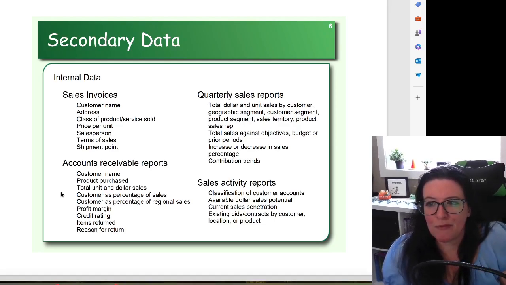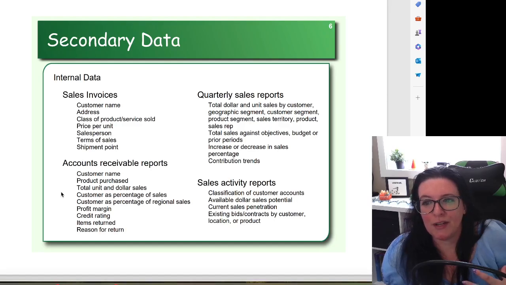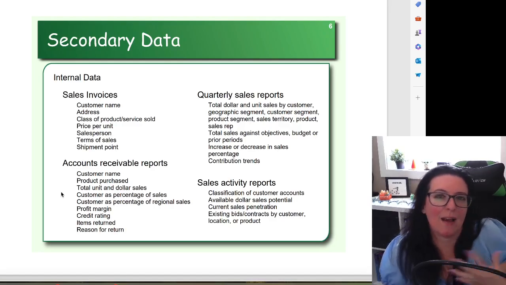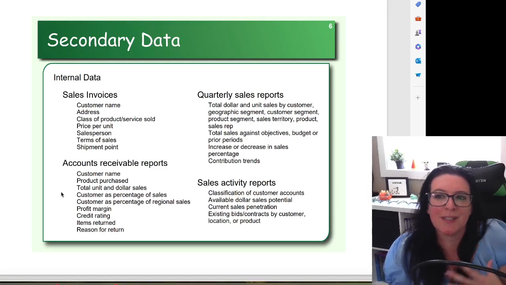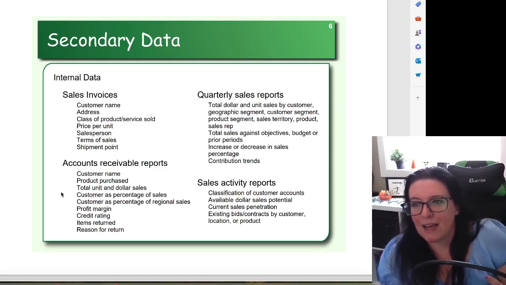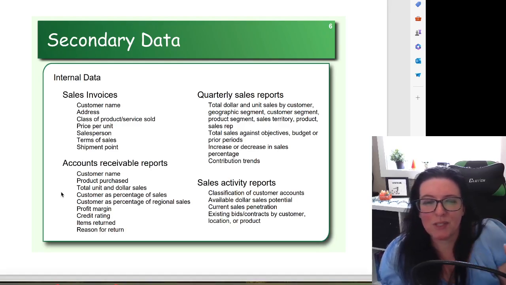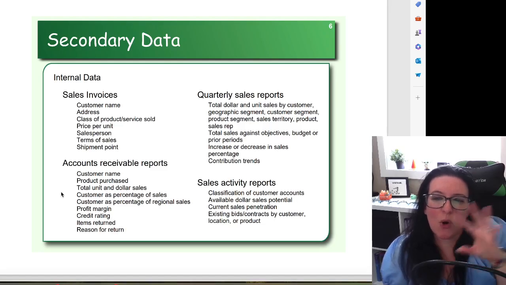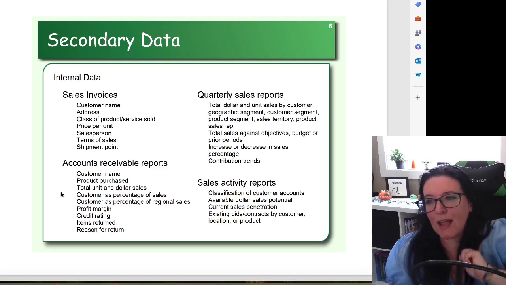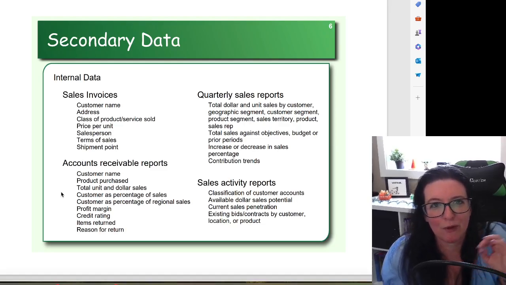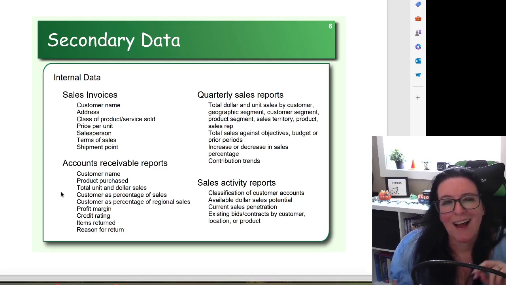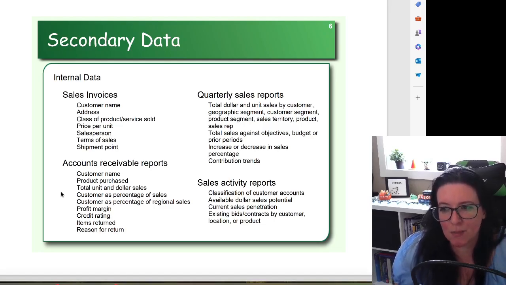We could analyze information from, say, accounts receivable reports. That's going to include information in terms of profit margin, credit ratings, items being returned, reasons for returns, how long it takes, or how much is being purchased. So we could look at that piece. We could look at accounts payable. How long does it take typically for people to pay us? And so we're collecting information about our process, about our customers, about our relationships from analyzing that existing data.